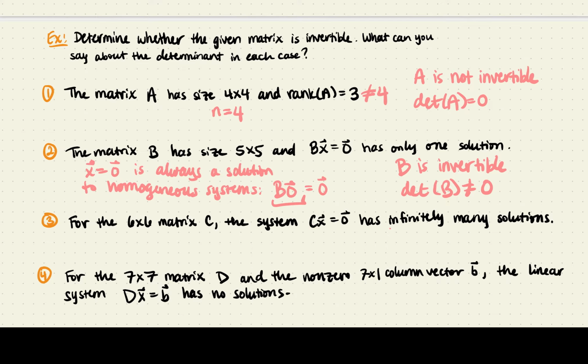And that violates one of the statements in the invertible matrix theorem. So that means all of the other statements, since they're all equivalent to each other, have to be false. So C is not invertible. And we can say that the determinant of C has to be 0.